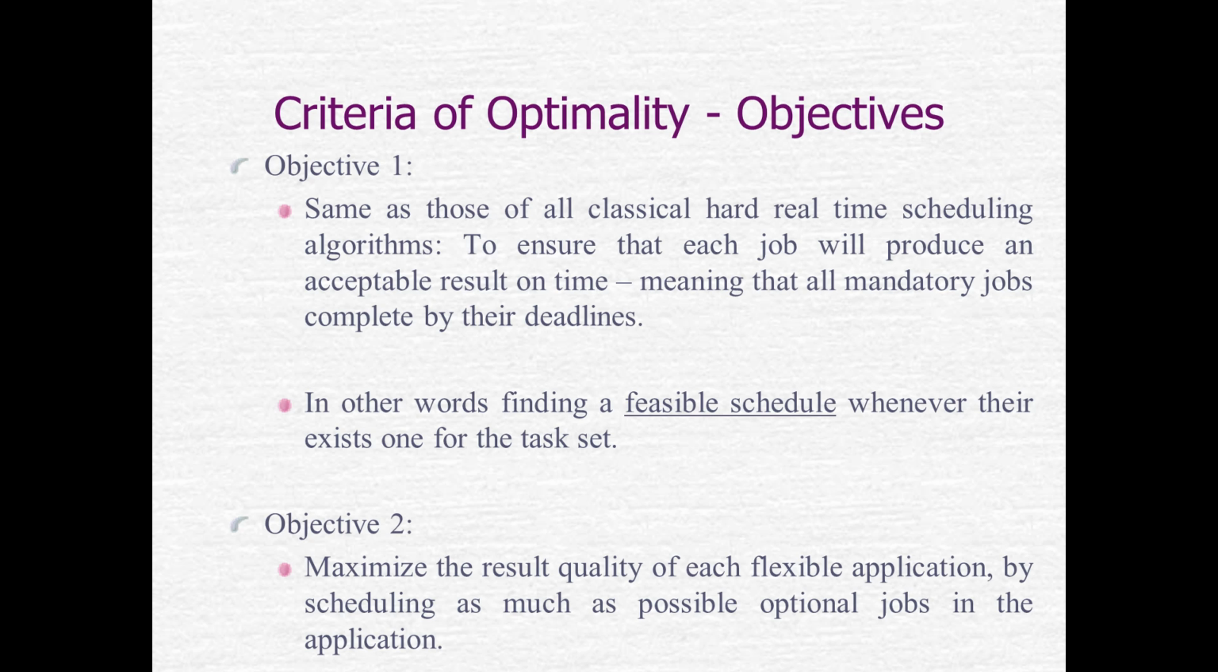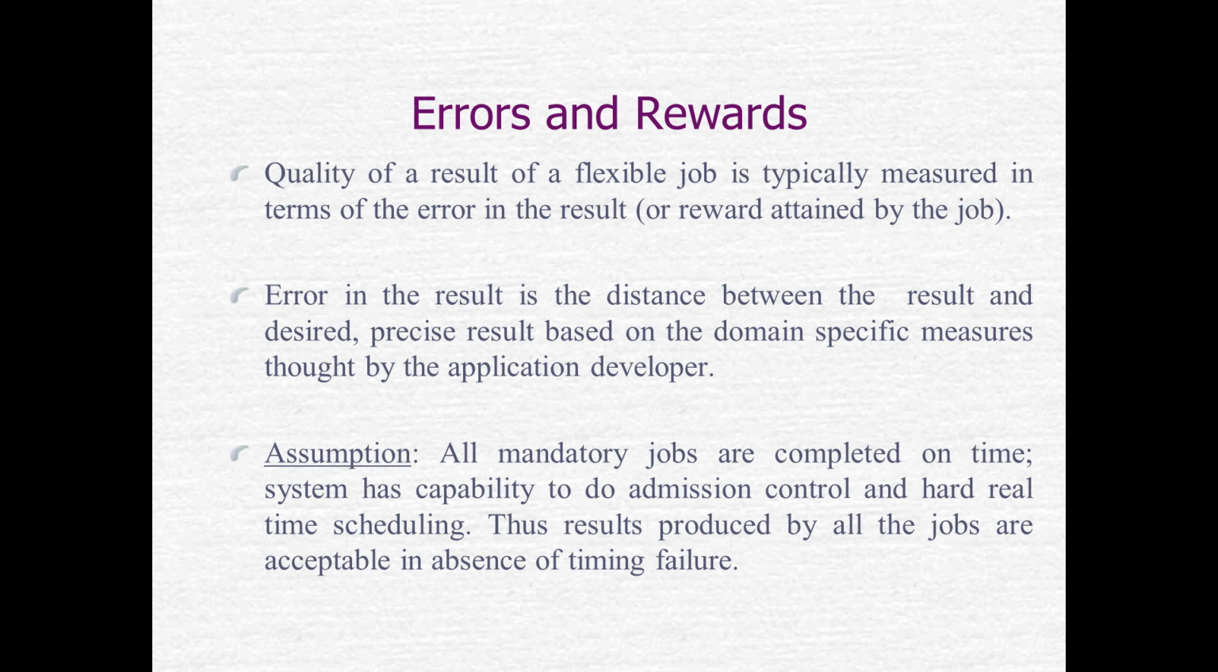Objective 2 is to minimize the error in the result quality of each flexible application by scheduling as many optional jobs as possible in the applications. Errors and rewards: the quality of the result of a flexible job is typically measured in terms of the error in the result or the reward attained by the job. Error in the result is the distance between the result and the desired precise result, based on a domain-specific measure defined by the application developer.